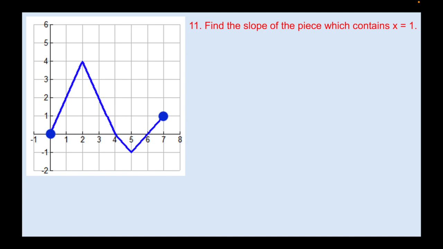Okay, and then for this one, the slope of the line that contains 1, so we're going to go to 1. It's this piece right here. To get the slope of this, I'm going to go endpoint to endpoint. We go up 4 to go over 2, so that slope is 2.